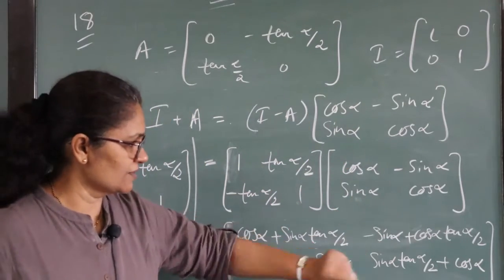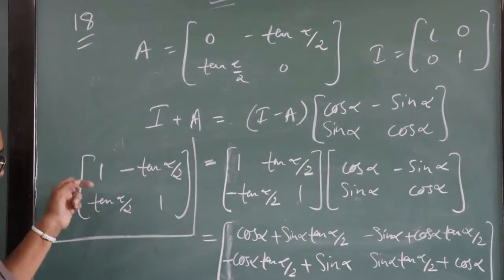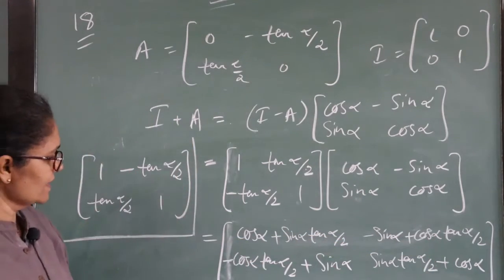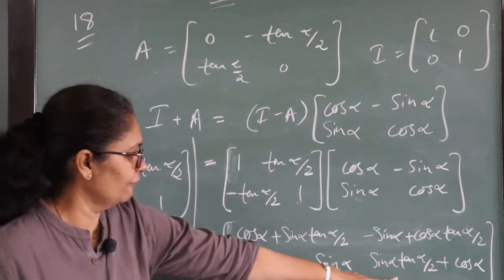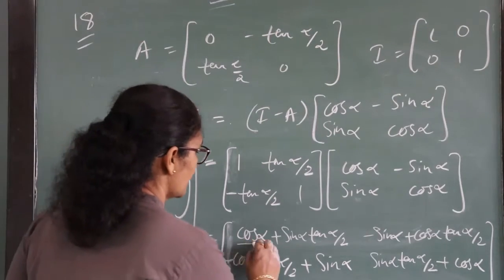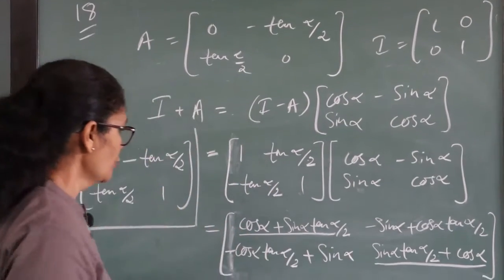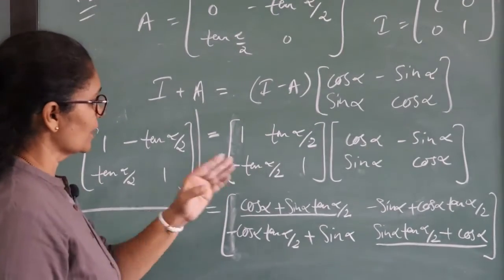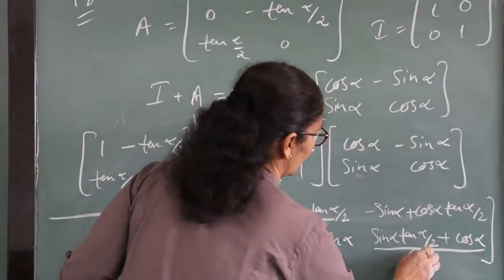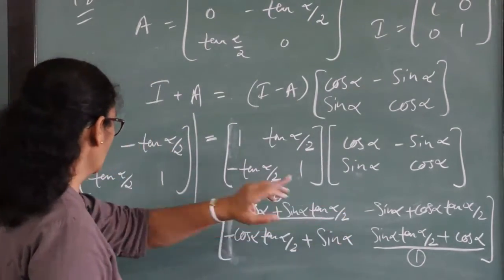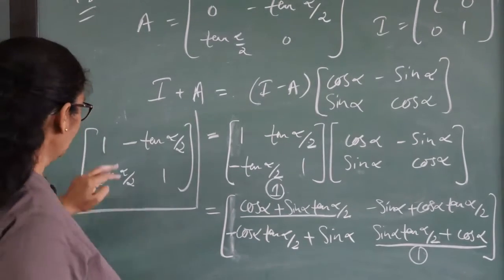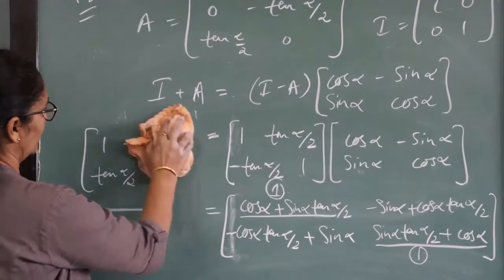Now we are getting it in this format, but what we want as an answer: in place of this term we require 1, in place of this term we require minus tan alpha by 2, here plus tan alpha by 2, and for the last again 1. So now what to do? First this one and this one are the same, so you have to prove they equal 1. And for the other two you require tan alpha by 2. Let me show the calculation on this side.